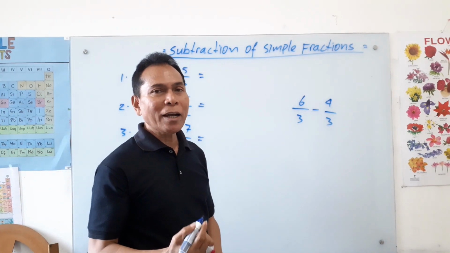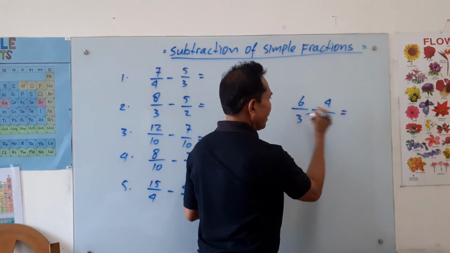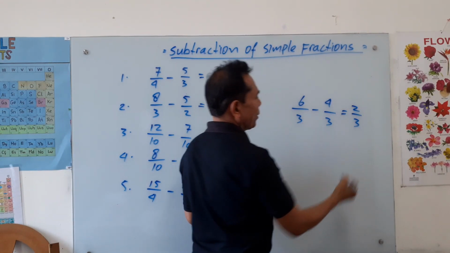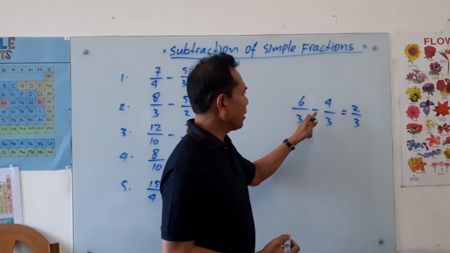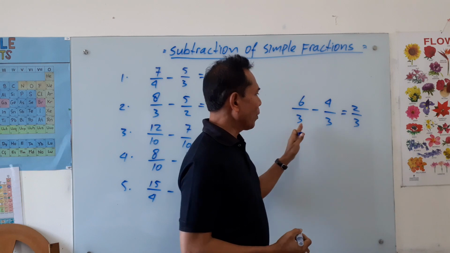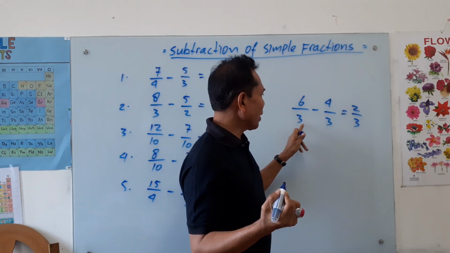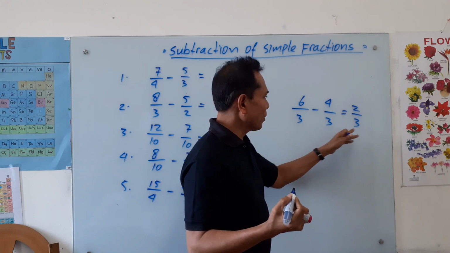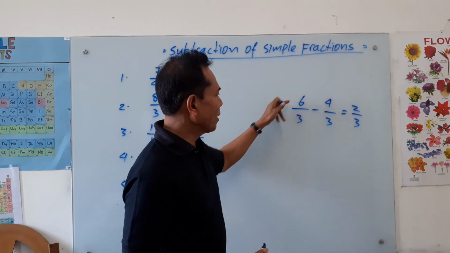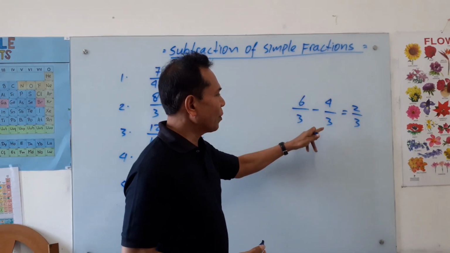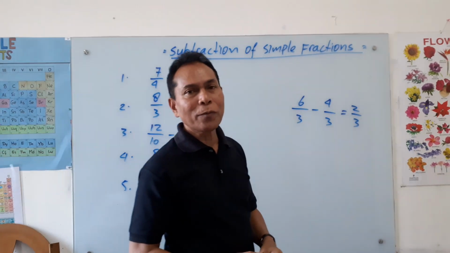Because denominators are the same, we subtract them straight away. So here we have 2 thirds, or 2 over 3. It comes from 6 minus 4 is 2. You cannot subtract the denominator, so just leave it like that. So 6 over 3 minus 4 over 3 equals 2 thirds, or 2 over 3.